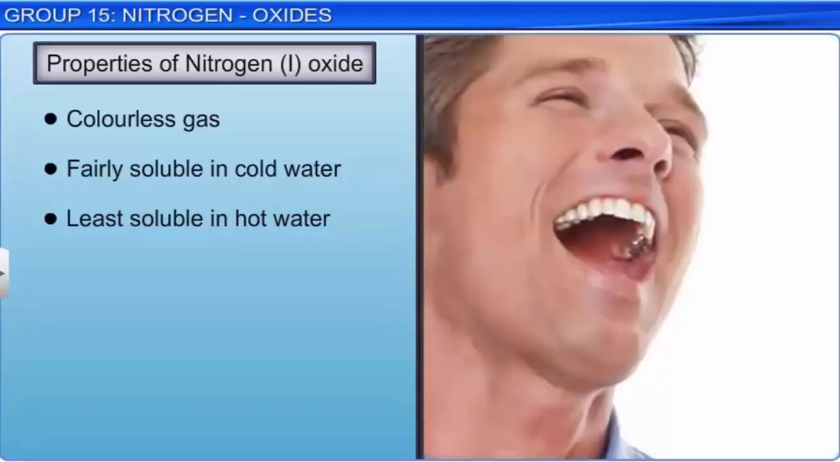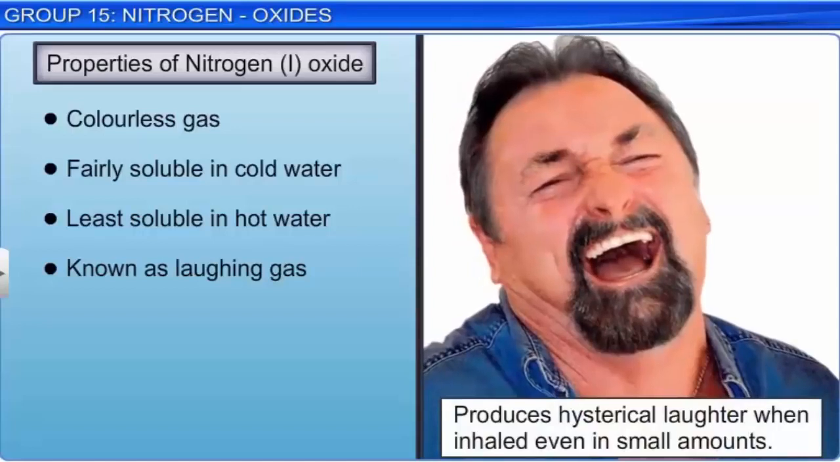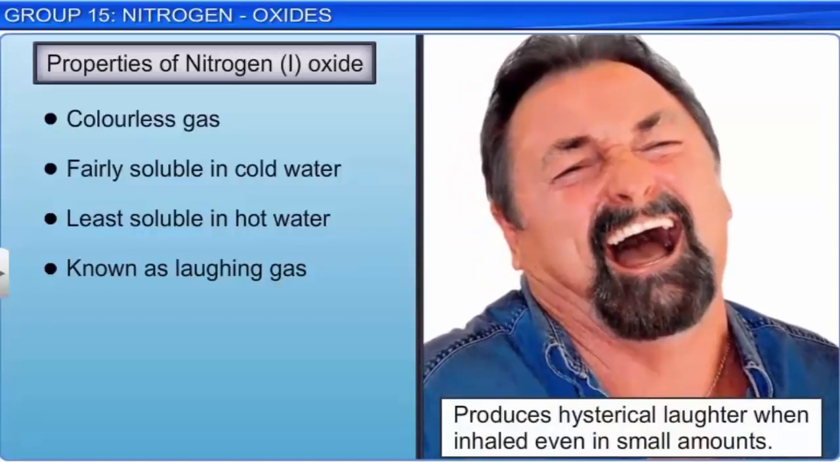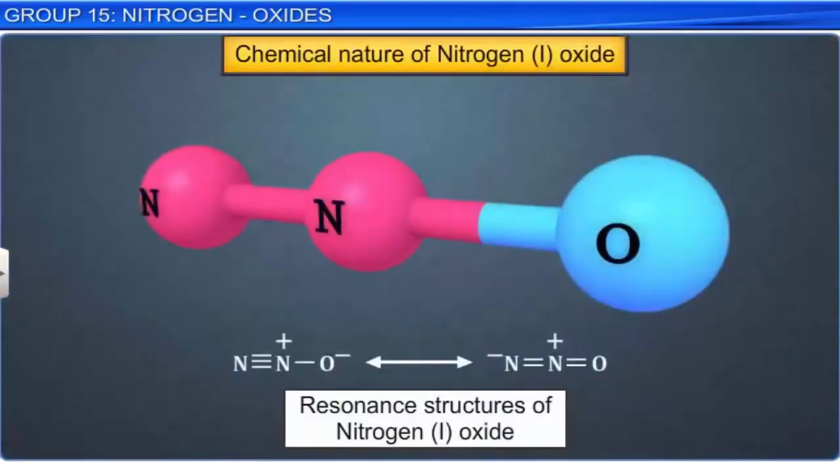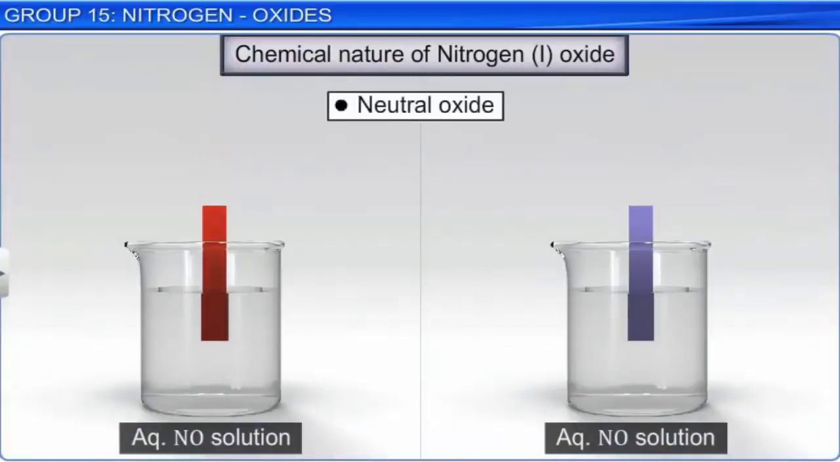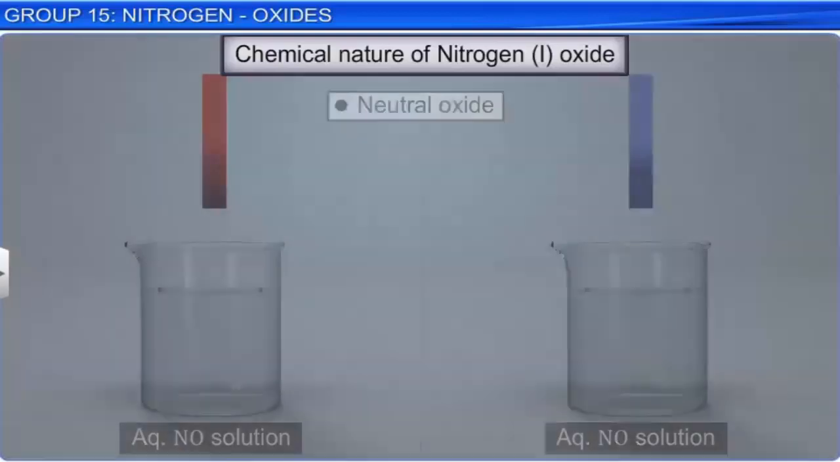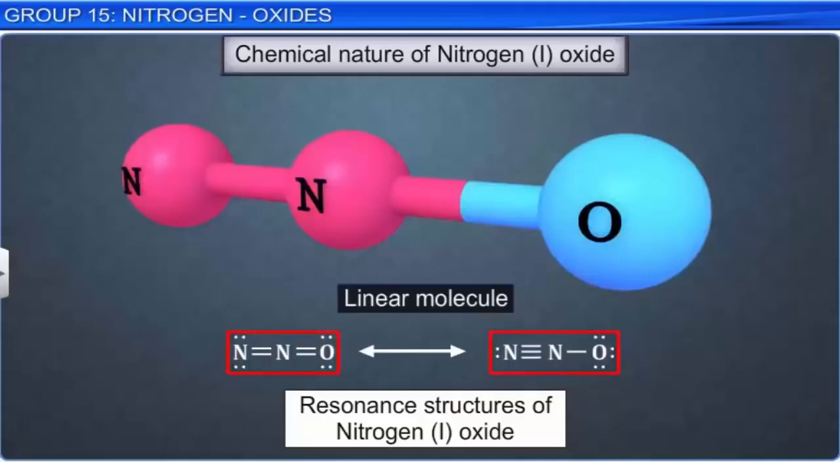Nitrous oxide is called laughing gas. Do you know why? This is because it produces hysterical laughter when inhaled, even in small amounts. Talking about its chemical nature, nitrous oxide is a neutral oxide. Nitrous oxide is a linear molecule, that is a resonance hybrid of the two forms shown here. The bond lengths in the molecule are 113 picometers and 119 picometers.